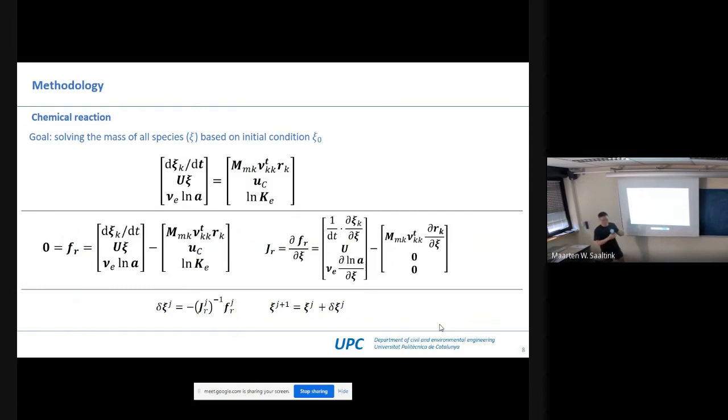So the kinetic reaction and the equilibrium reaction are solved in a coupled way. A question: can the kinetic species be involved in an equilibrium reaction? No, they cannot. It will not be involved in the equilibrium reaction, but it can affect it because it affects the ionic strength. It can affect the activity.